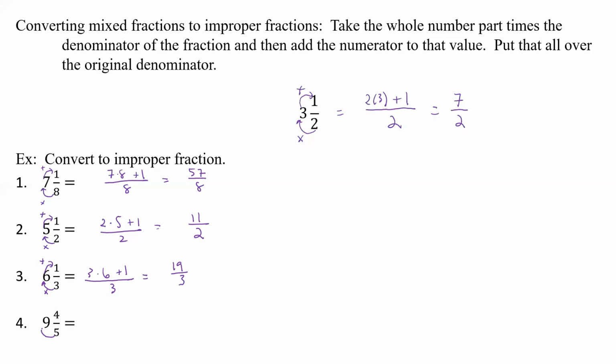What about this one? We'll get a little bit bigger numbers now. Still the same thing. We're going to multiply the whole number and the denominator, and then we're going to add the numerator. So we'll take 9 times 5 plus 4 over 5. Well, 9 times 5 is 45, plus 4 is 49 over 5. And so that's how we're converting the mixed fraction to that improper fraction.